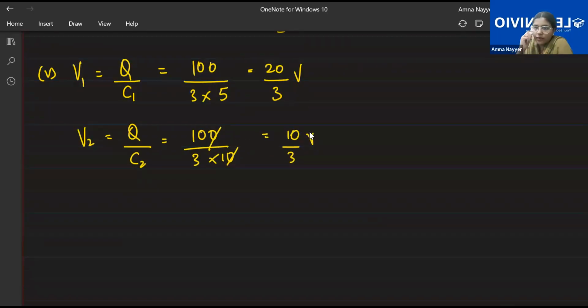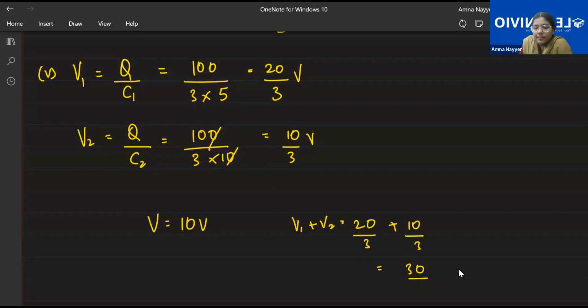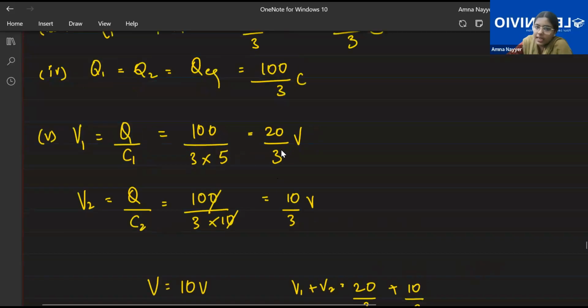Now, in order to check whether you're right or not, see, total potential, you know, it is 10 volt. So you should check whether you're getting 10 volt or not. If I add V1 and V2, I'll have 20 by 3 plus 10 by 3. That is 30 by 3, which is 10. This is how the voltage is getting divided.